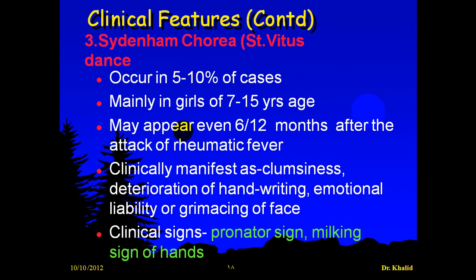The third major criterion is Sydenham's chorea. St. Vitus dance occurs in 5 to 10% of cases, mainly in younger ages and mainly in girls of 7 to 15 years of age. It may appear even 6 to 12 months after the acute attack of rheumatic fever. Clinical manifestations include clumsiness, deterioration of handwriting, emotional lability, or grimacing of the face. Clinical signs include the pronator sign and the milking sign.